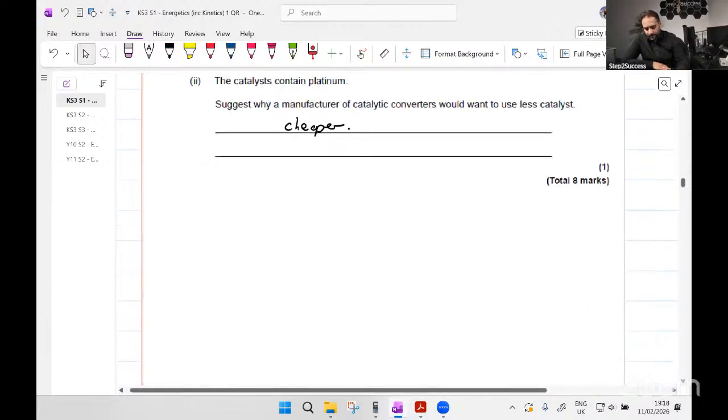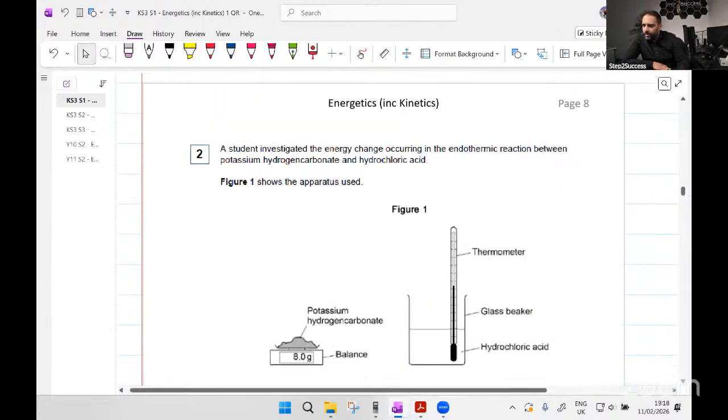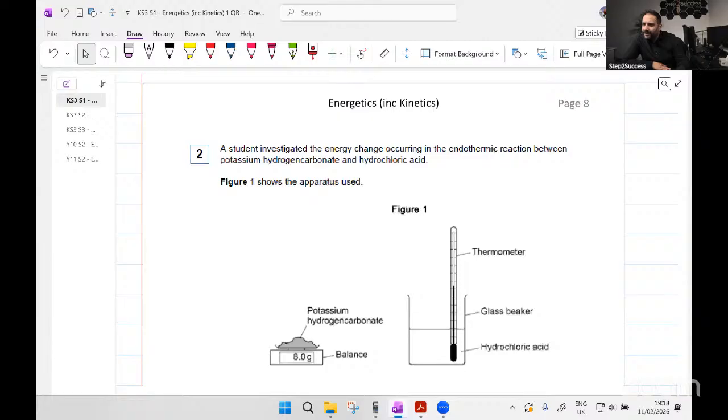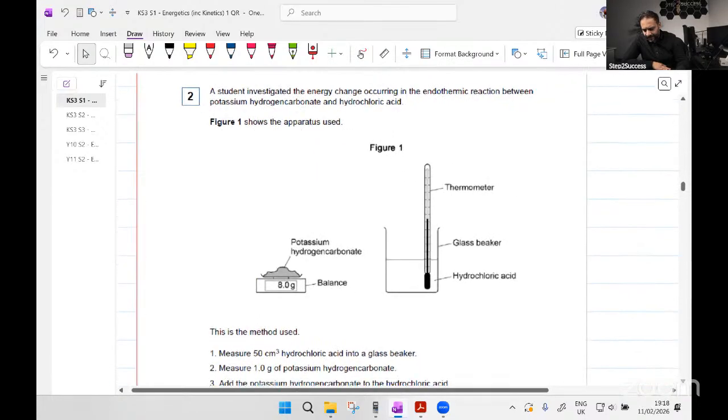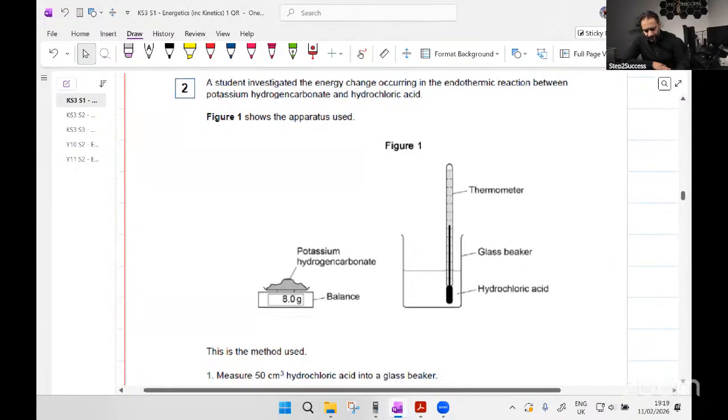Okay. Right. I'll get to the booklet three one after these few questions. 1, 2, 3, 4, 8. And you said 1C, which is done. 1, 2. A student investigating the energy change occurring in the endothermic reaction between potassium hydrogen.